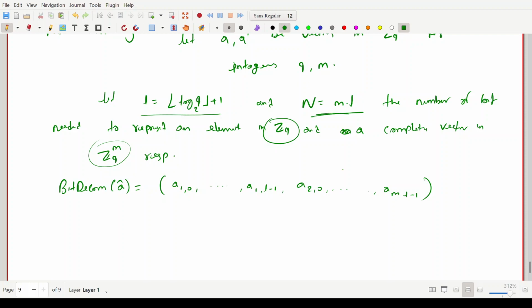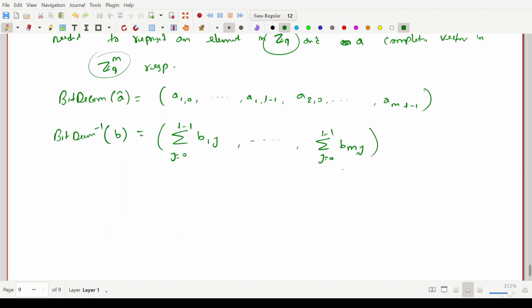And if you want to see the bit decomposition inverse of, say, B, it will be what? Summation of B1j, where j is running from 0 to l minus 1, and it will go up to summation j equal to 0 to l minus 1 of Bmj. Okay, this is how we get the value of the bit inverse.